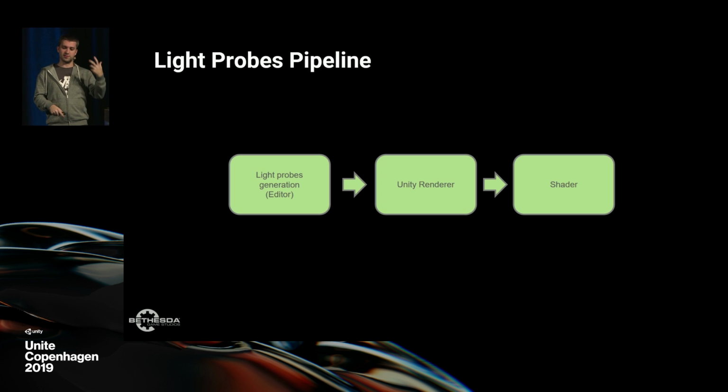There's a first section that's light probe generation in the editor, where when you bake your scene, Unity generates light probe data for every light probe that you've put in your scene. And then at runtime, the Unity renderer actually samples that data for every dynamic object that you have in your scene. And then for every dynamic object, it'll figure out the closest probes to your object, interpolate their values, and then send that over to the shader. Then the shader will just render your object based on that information.